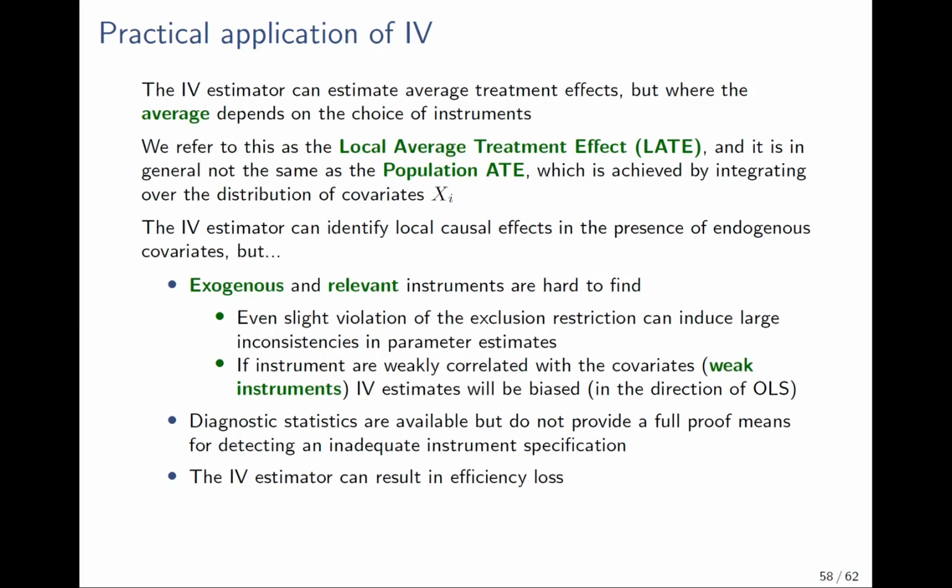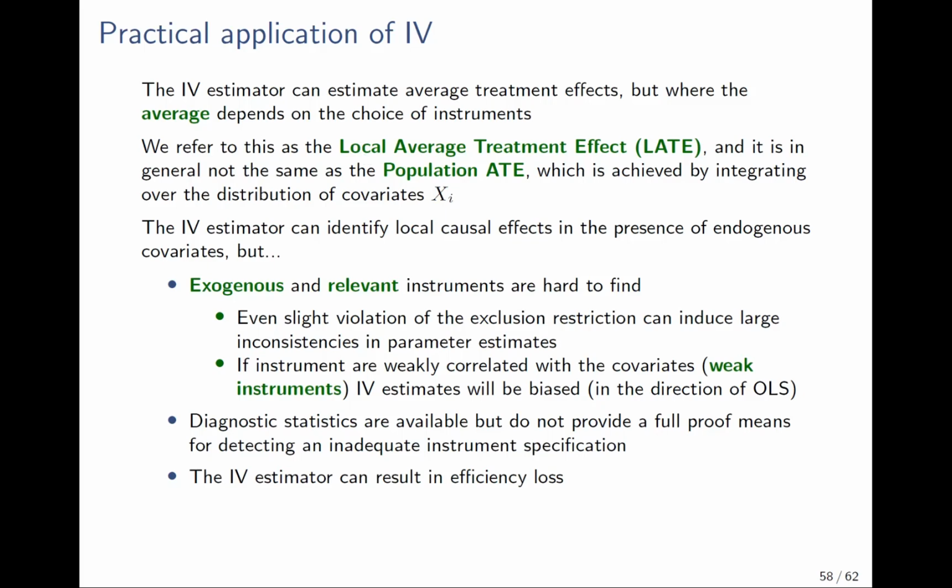So we refer to it as the local average treatment effect, the LATE, and it is in general not the same as the population ATE, which, as we know, we would achieve by integrating over the distribution of covariates. But we don't have those covariates, so we introduce random variable Z, but the model is only valid for the subsample which comply with the requirements on Z. So it cannot be easily extrapolated to a population. The LATE is dependent on Z, and that's why we call it local rather than population.